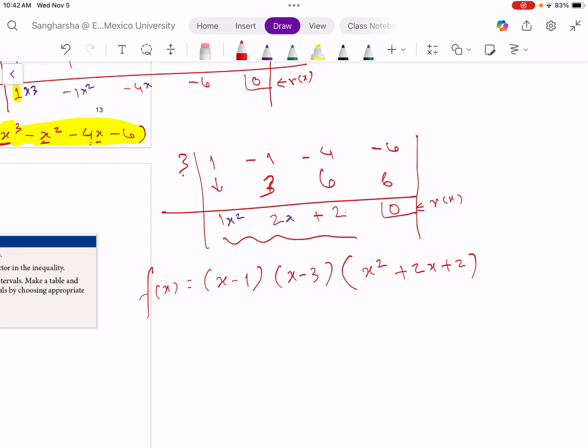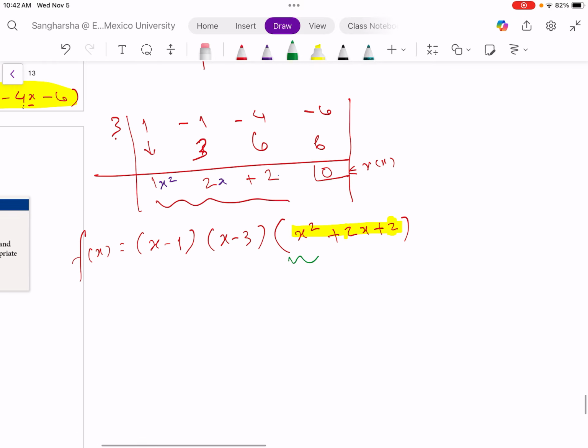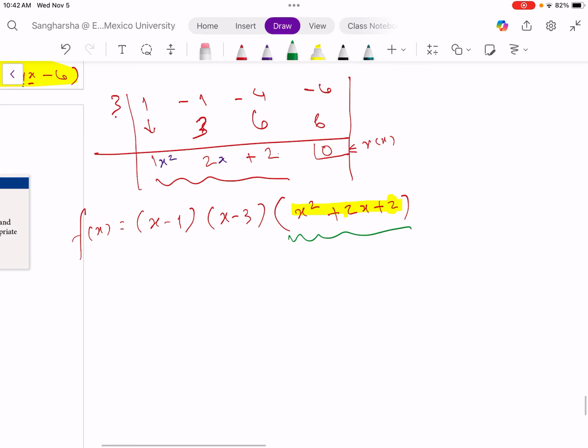Now we have a quadratic expression here. We can't use FOIL here because we cannot find two numbers whose product is 2 and sum is 2. So we have to use the quadratic formula to factorize this one. The quadratic formula is negative b plus or minus the square root of b squared minus 4ac, divided by 2a.